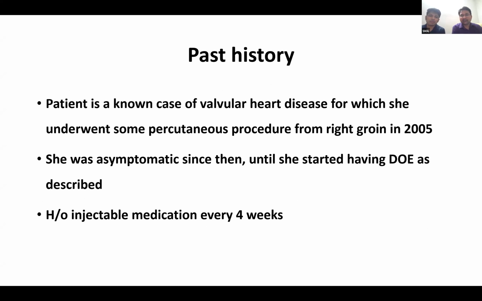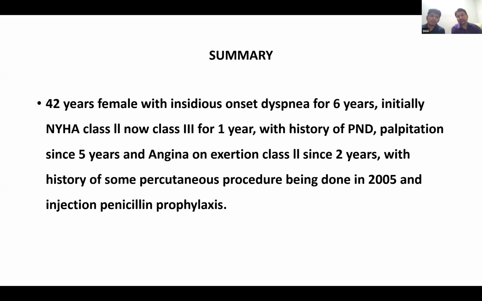Coming to the past history, the patient is a known case of valvular heart disease for which she underwent some percutaneous procedure in 2005. She was asymptomatic since then. Thereafter, she was advised to take some oral medication and injectable medication every 4 weeks.